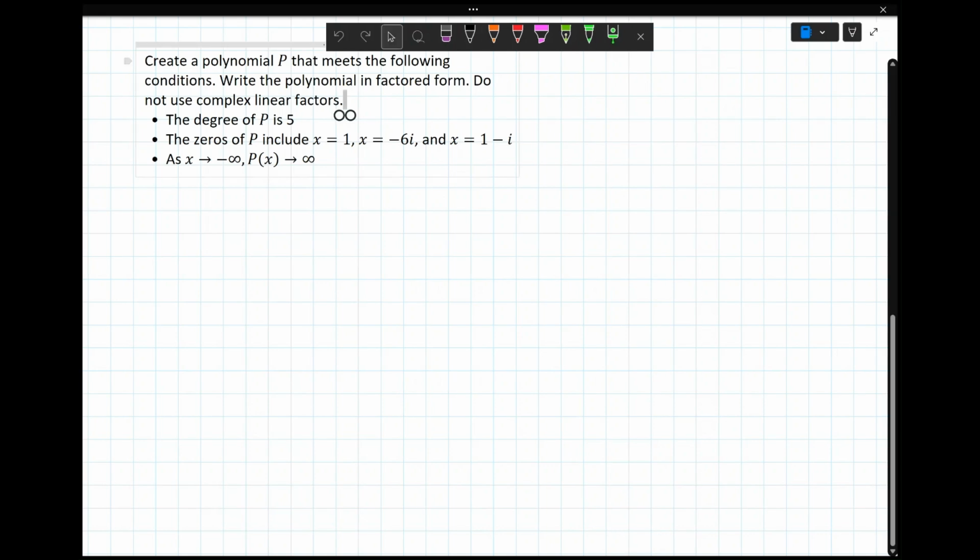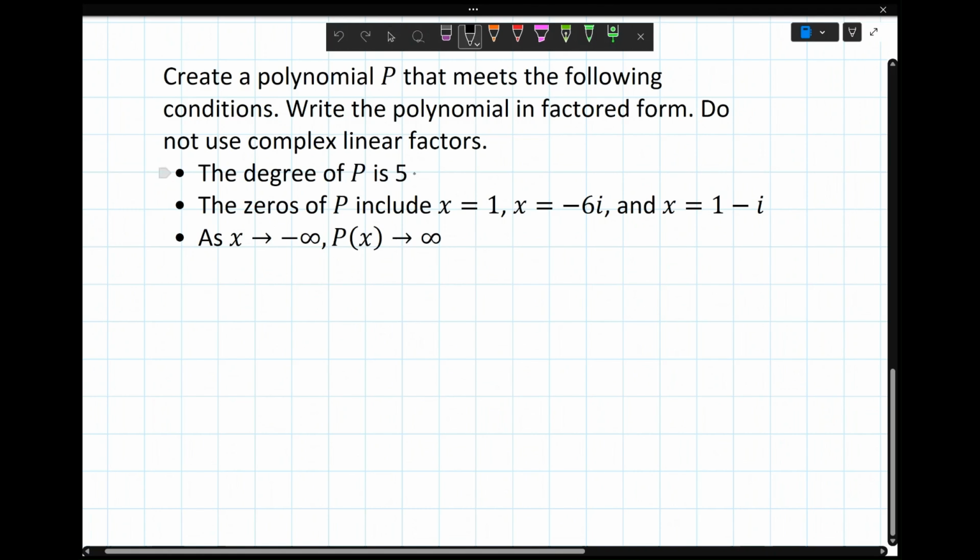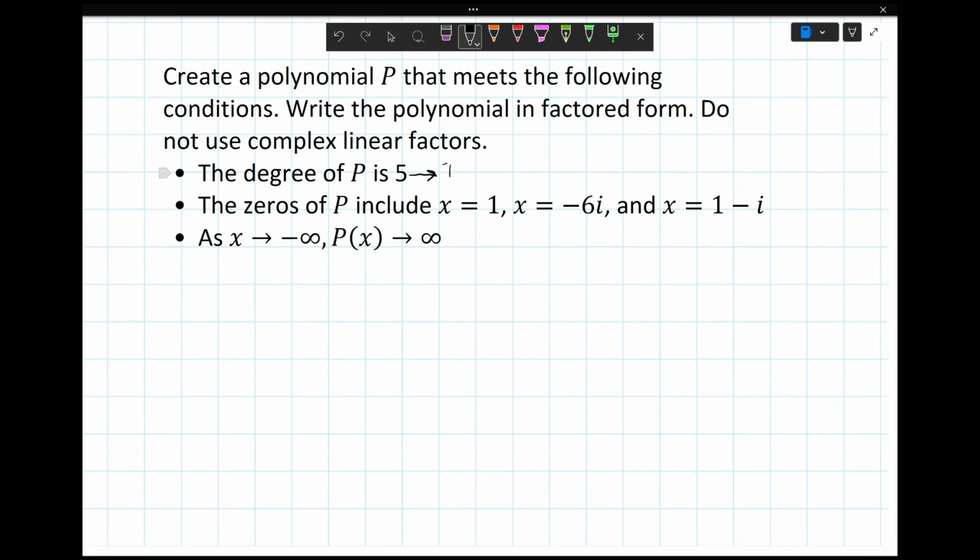So if I have the requirement that the degree of my polynomial must be 5, this means, by the fundamental theorem of algebra, that there are 5 zeros counting multiplicity. So we don't know yet if one of the zeros is repeated, or squared or cubed or something. We just know we need 5 of them.